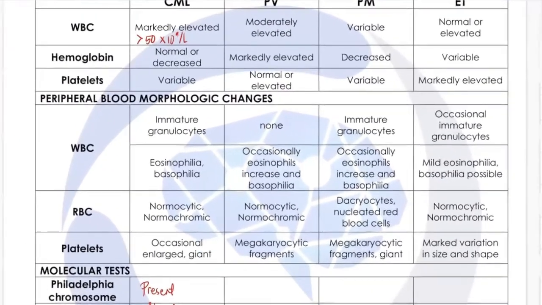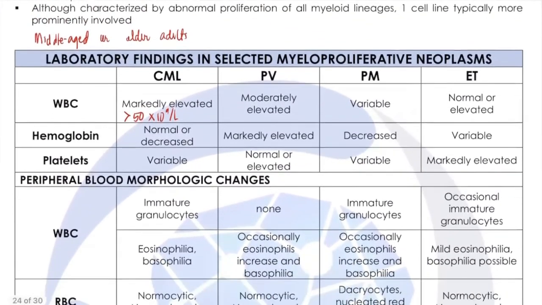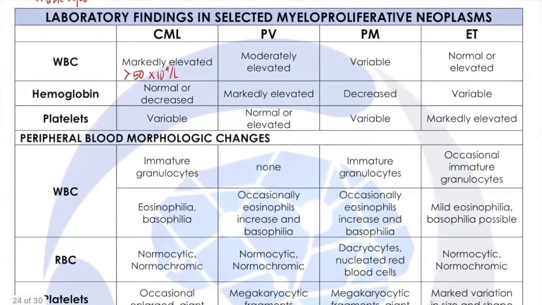Now let's go to polycythemia vera. Something natatandaan natin dito sa polycythemia vera, that is pancytosis. Ibig sabihin, lahat-lahat ng cells natin sa PBS tumataas. Not just WBC, but also the platelets and the red blood cell. So the WBCs here are moderately elevated. Moderately elevated lang siya. Mataas siya, but not exceeding 30 times 10 to the 9 per liter.